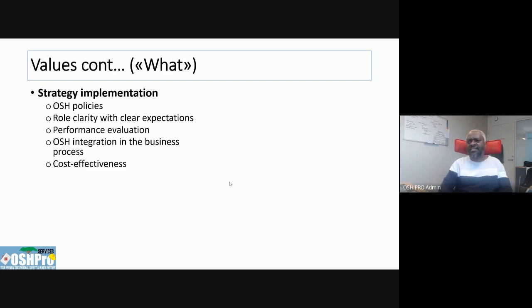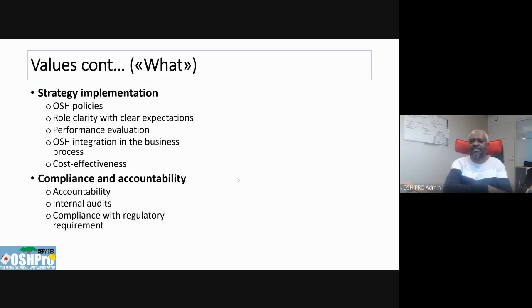There should be OSH integration in the business processes, and this is also sometimes missing. As part of the strategy of the company, it should have all OSH integrated in the business processes and not as a side thing, where the safety officer's office is a separate office, but it should be part of the business processes. It should have cost effectiveness, especially on OSH issues, that costs are met effectively, and have strategies for overseeing such effectiveness.